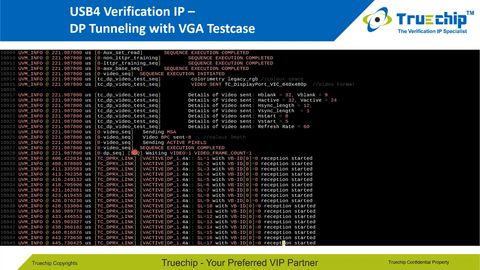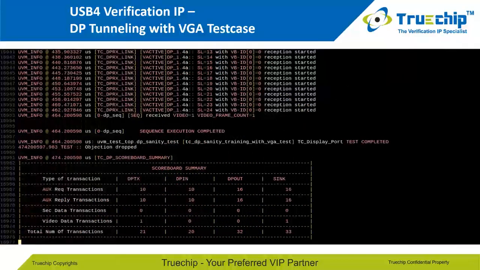It is one scan line at a time, one horizontal active pixel line at a time. Total number of lines is equal to the V active. The following display indicates the number of video frames received, since this test is configured to send only one single frame. The end of the sequence indicates that the reception of all video data is successful and the test ends. It also has two scoreboard summaries in the end.